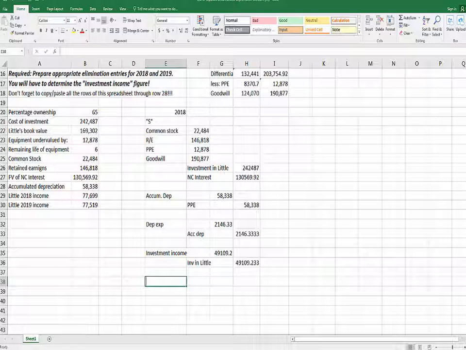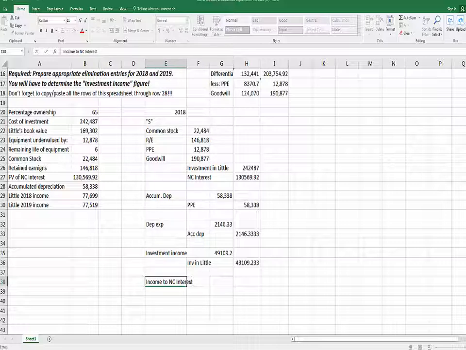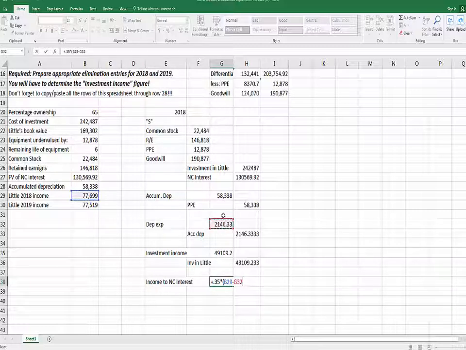Same thing with the income to the non-controlling interest. They would get their share, 35%, of the subsidiary's adjusted/realized earnings. And again, we start with the subsidiary's reported earnings, and we subtract out that adjustment to depreciation expense.